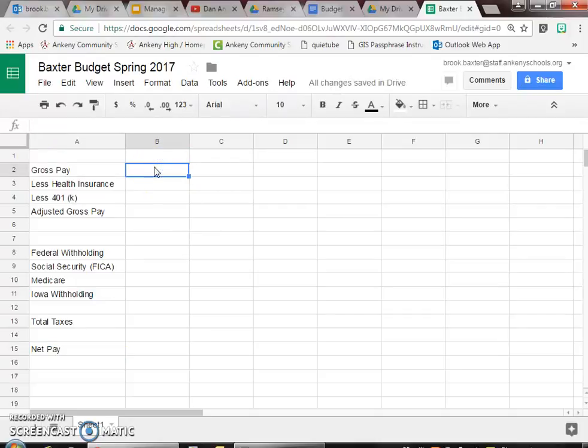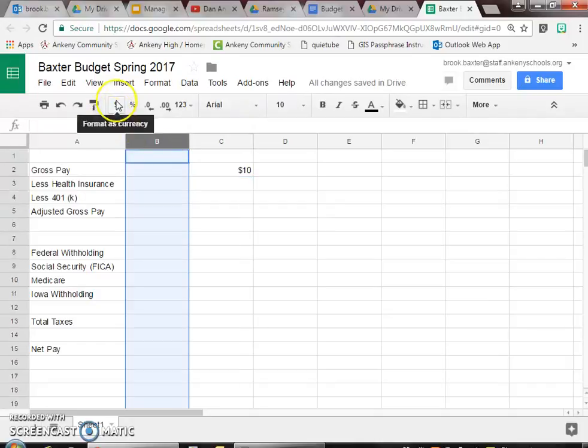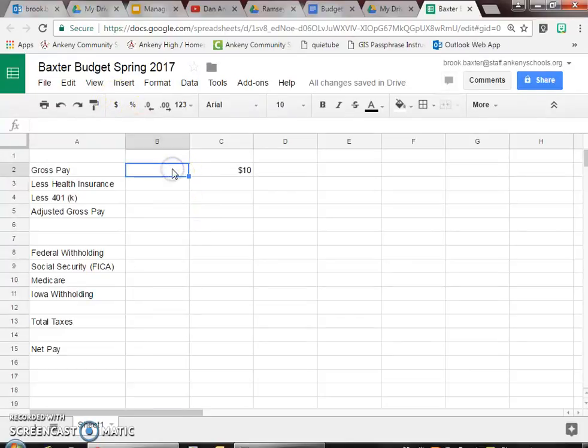Each one of you will have a different amount of pay. I'm going to go ahead in column C and put in my hourly rate. My hourly rate is $10. I'm going to make column B the dollar sign, the currency. In our instructions, it says that we need to calculate our home pay for 1 month or 4 weeks. We are going to assume we are working full-time, which is 40 hours per week.